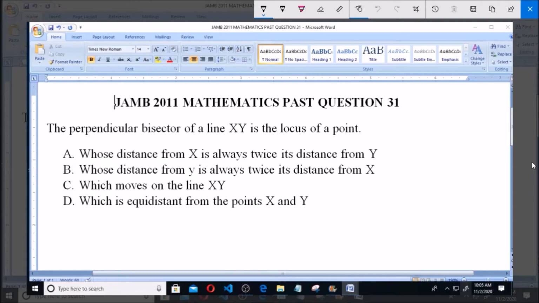I'll be answering JAMB 2011 Mathematics Past Question 31. The perpendicular bisector of a line XY is the locus of a point (A) whose distance from X is always twice its distance from Y, (B) whose distance from Y is always twice its distance from X, (C) which moves on the line XY, and (D) which is equidistant from points X and Y.